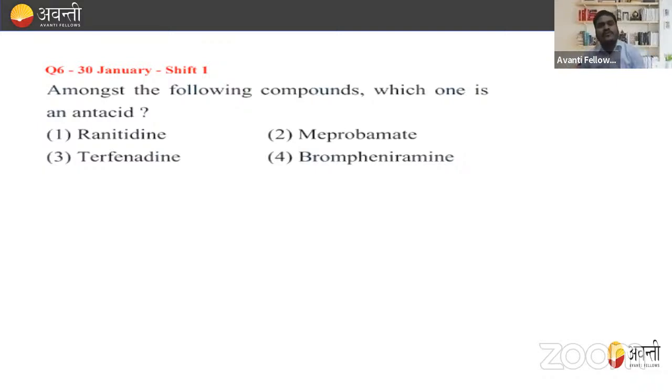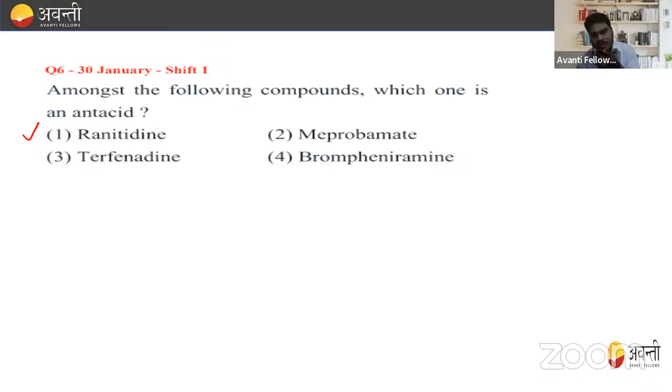Now, what are the examples of antacid? Out of these options, ranitidine, meprobamate, terfenadine, bromopheniramine, which one is correct? It's a very simple question, and a very famous example of antacid is ranitidine. We use ranitidine, Gintex. There are many medicines used as antacids, right? So one example of antacid is ranitidine.